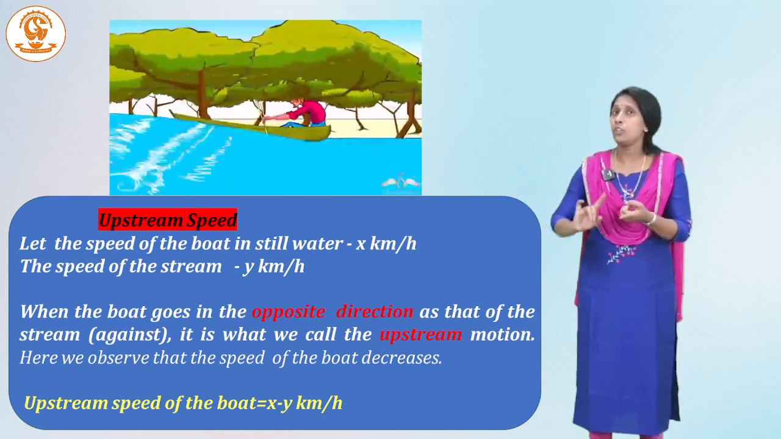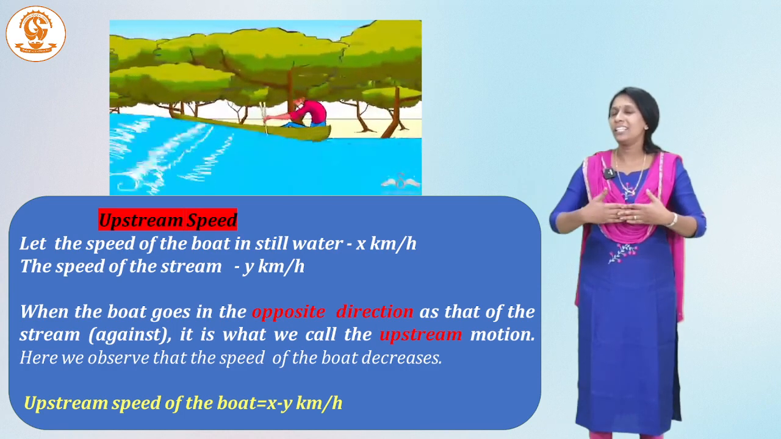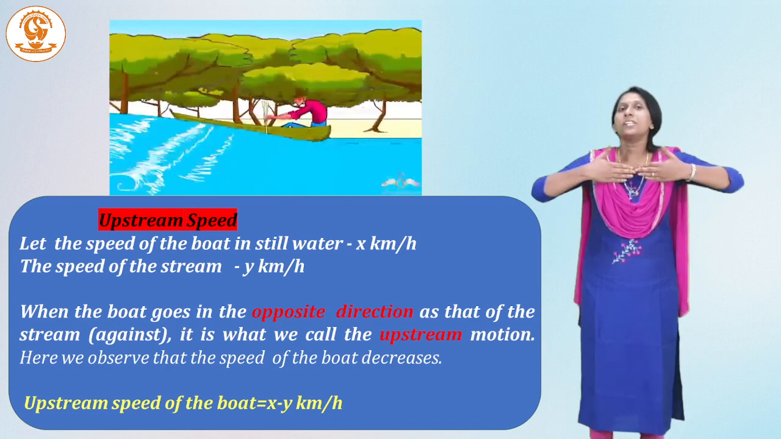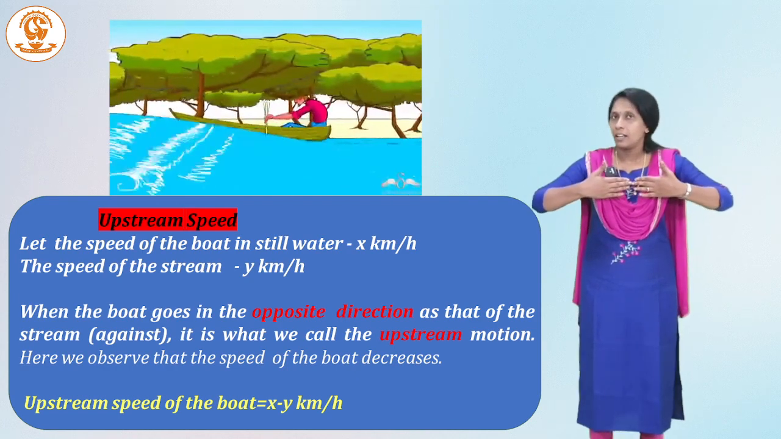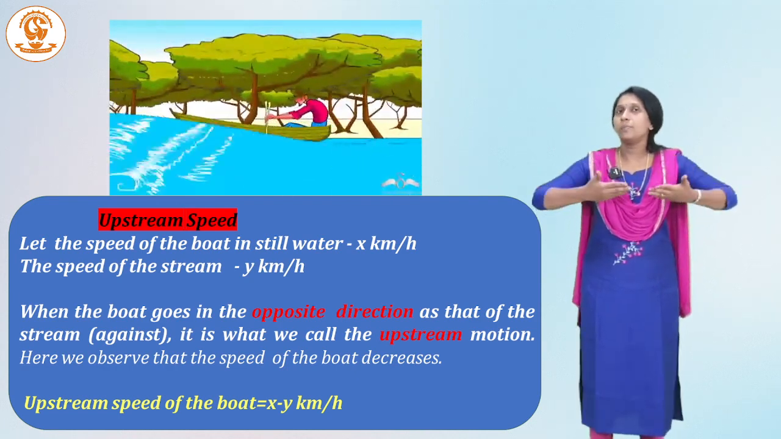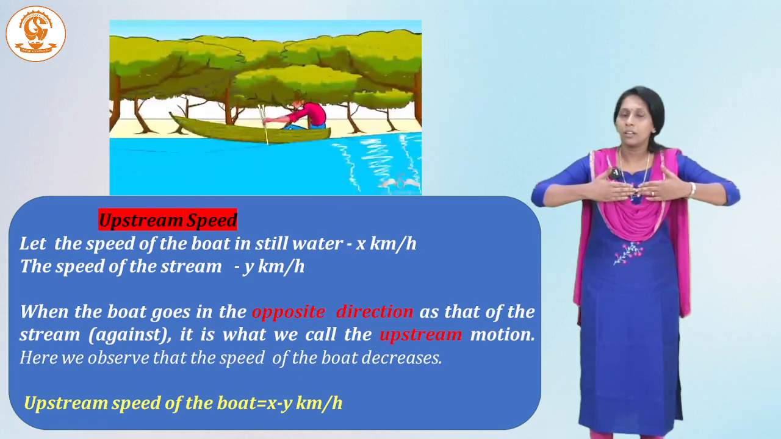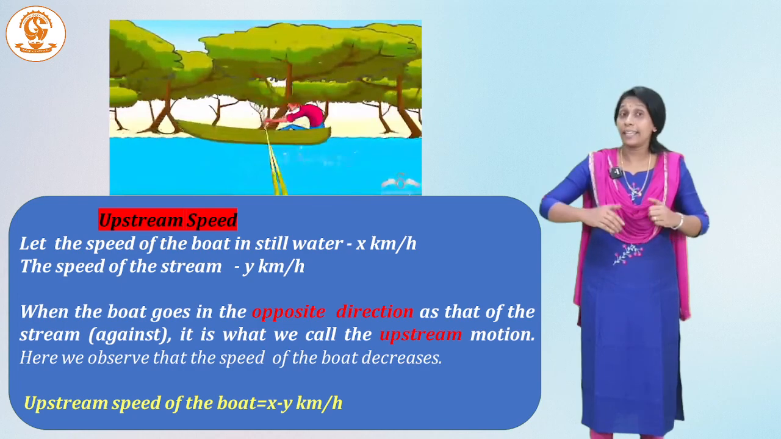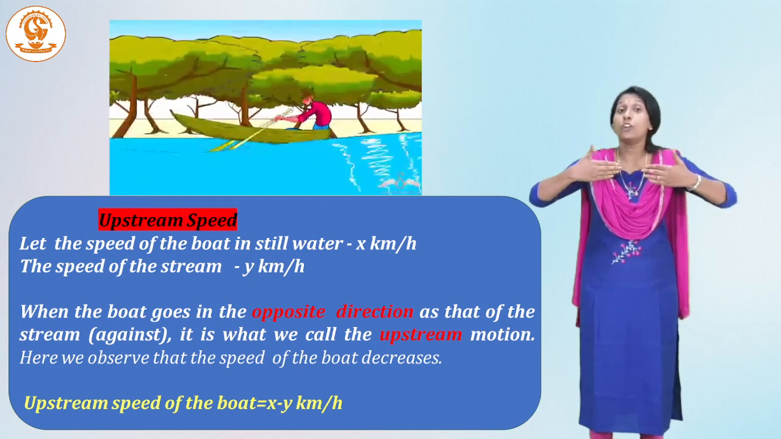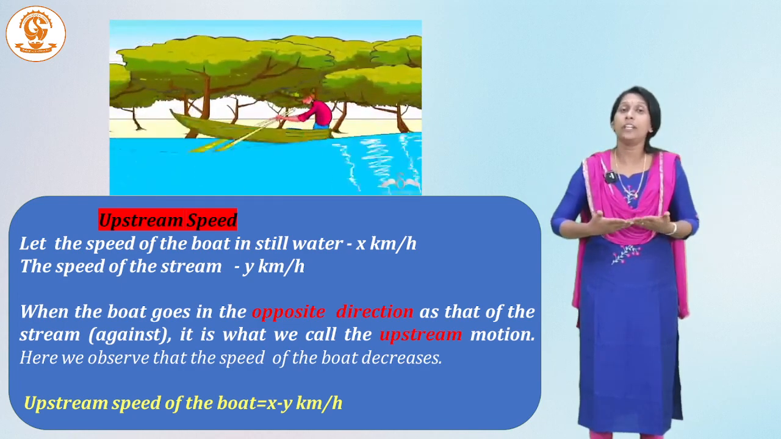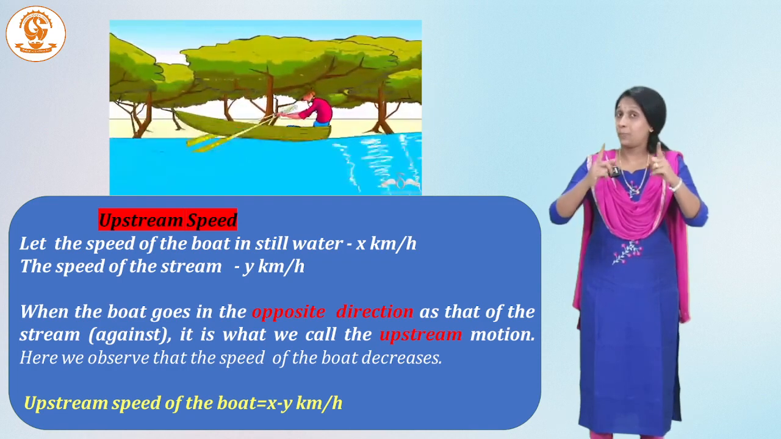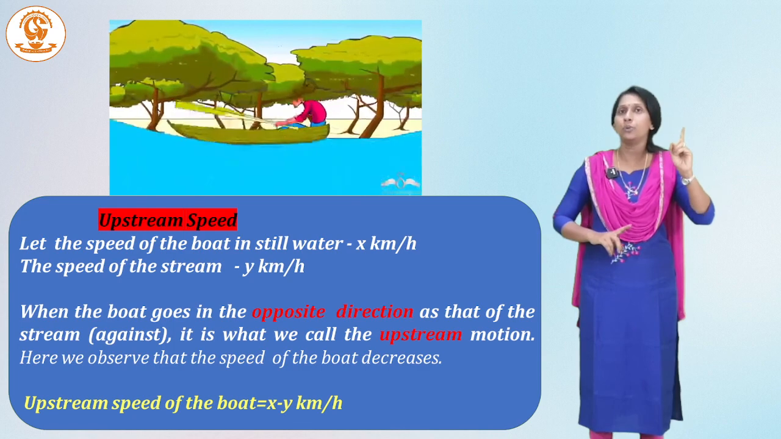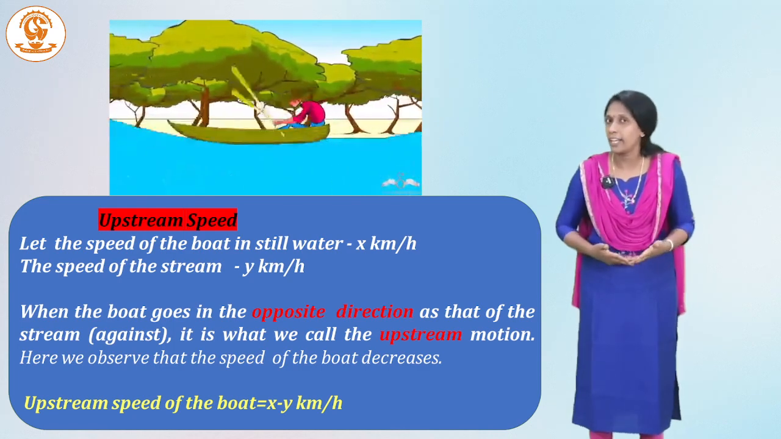Let me remind you one more thing. Here, what is the direction? The boat is moving in the opposite direction, isn't it? So upstream speed is x minus y. But in the previous case, when two objects move in opposite directions, what was the relative speed? x plus y. That's why I told you that concept should be very clear to you. So this is a special case. Okay, clear?